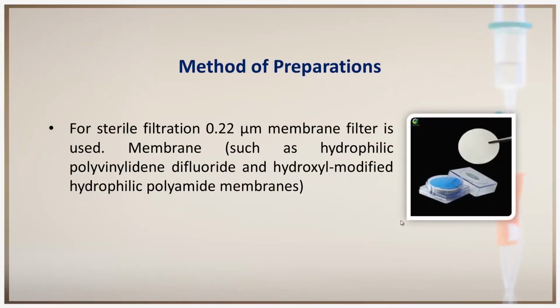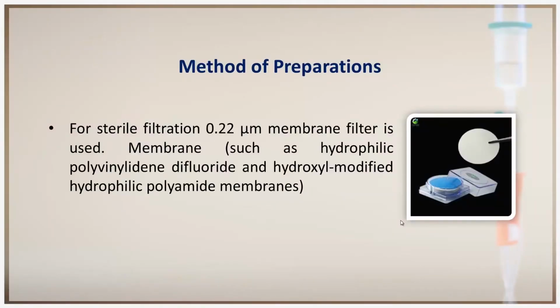Sterile filtration is used for thermolabile substances. Thermolabile substances are those substances which are degraded when they are exposed to higher temperature. For sterile filtration, a 0.22 micrometer membrane filter is used, and sometimes carbon and talc are also used as a filter aid. If talc is used, it should be pre-treated with dilute acid to remove the impurities of surface alkali and metals.